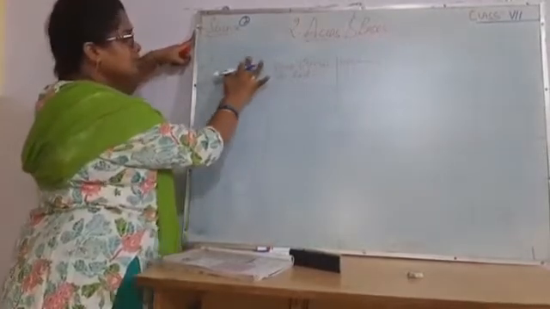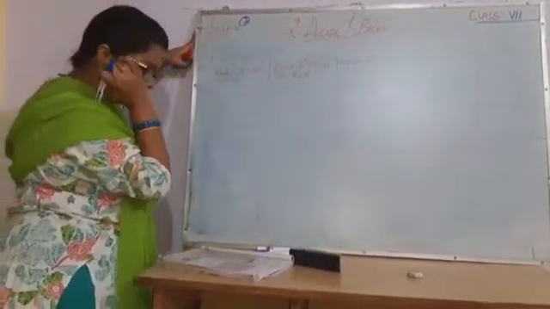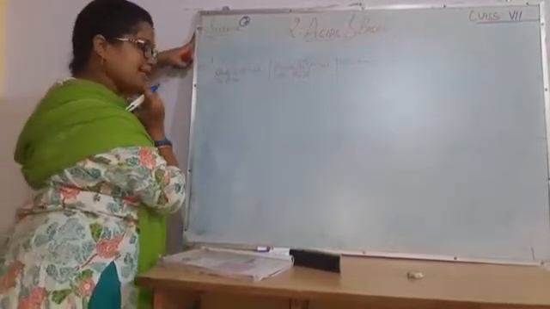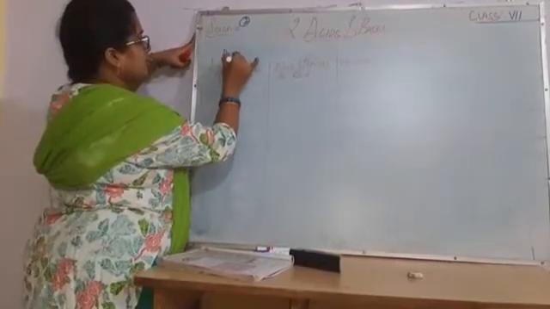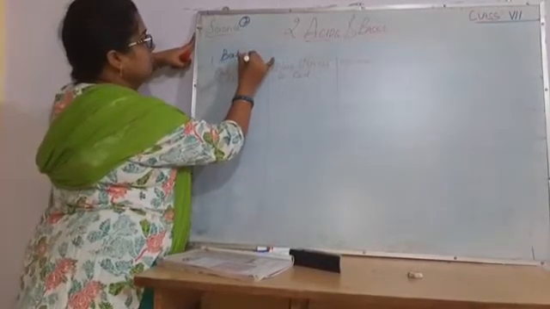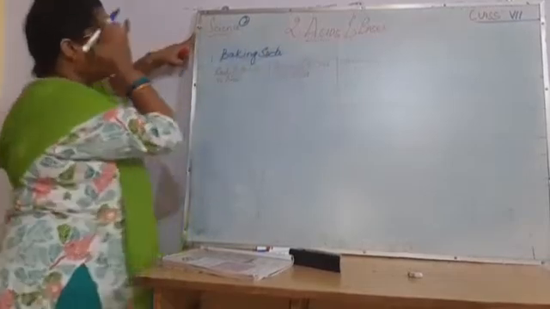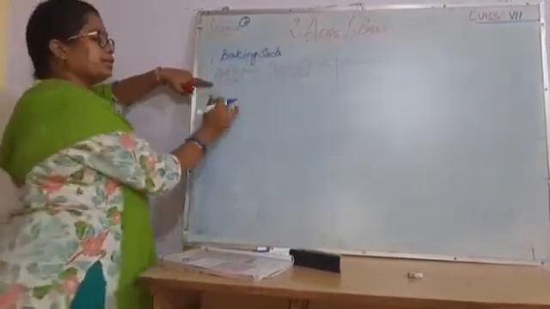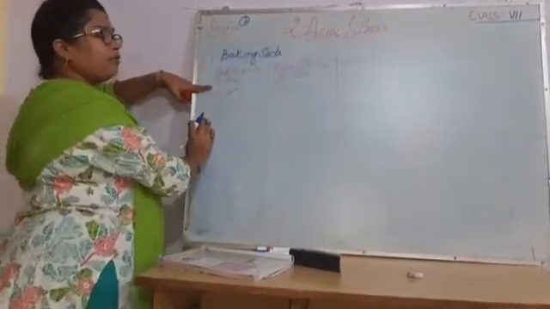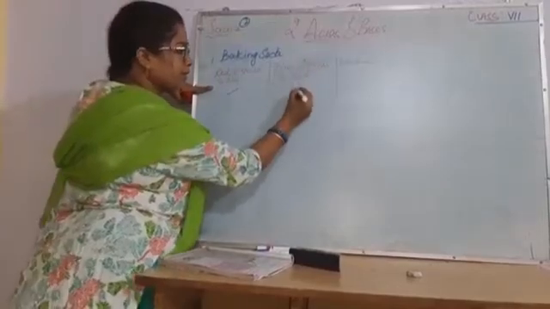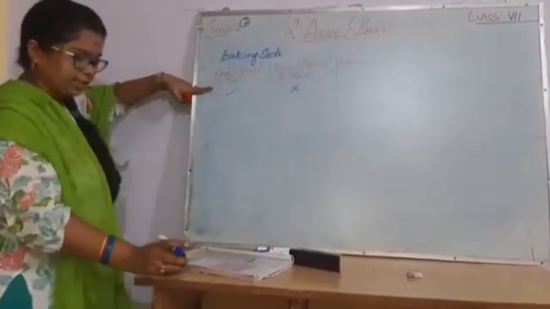one is your baking soda. The soda which your mother uses for your pakodas and all, isn't it? Baking soda. When you put red litmus paper, yes, it changes into blue. When you put blue litmus paper, there will be no change.